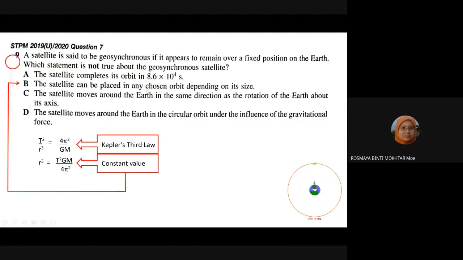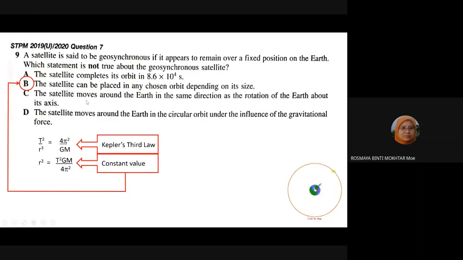The not true one is B: the satellite can be placed in any chosen orbit. So it cannot be at any chosen orbit, because T is constant. When we substitute into this equation, we get one R value only, so it's a constant value. The satellite cannot be placed anywhere you like. So the wrong answer is B.